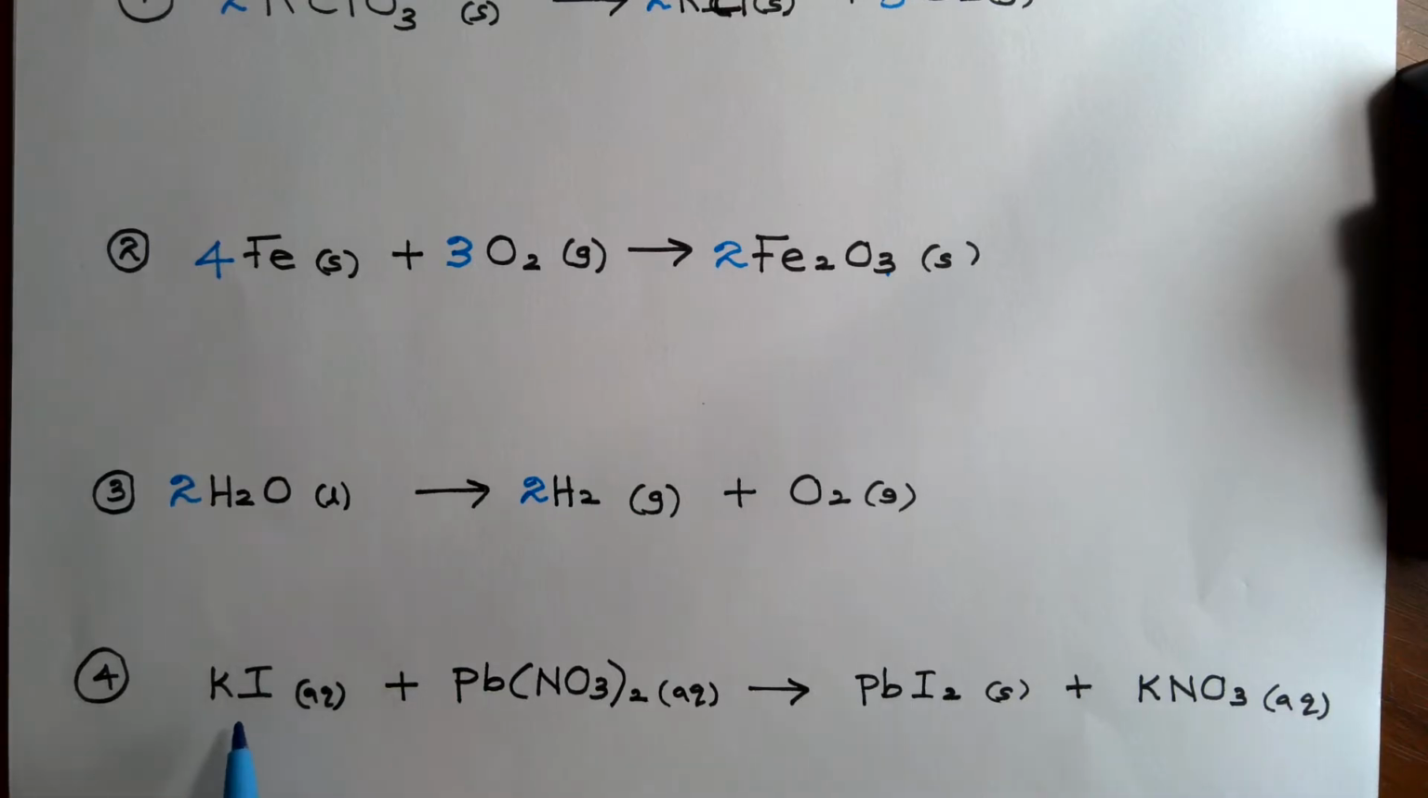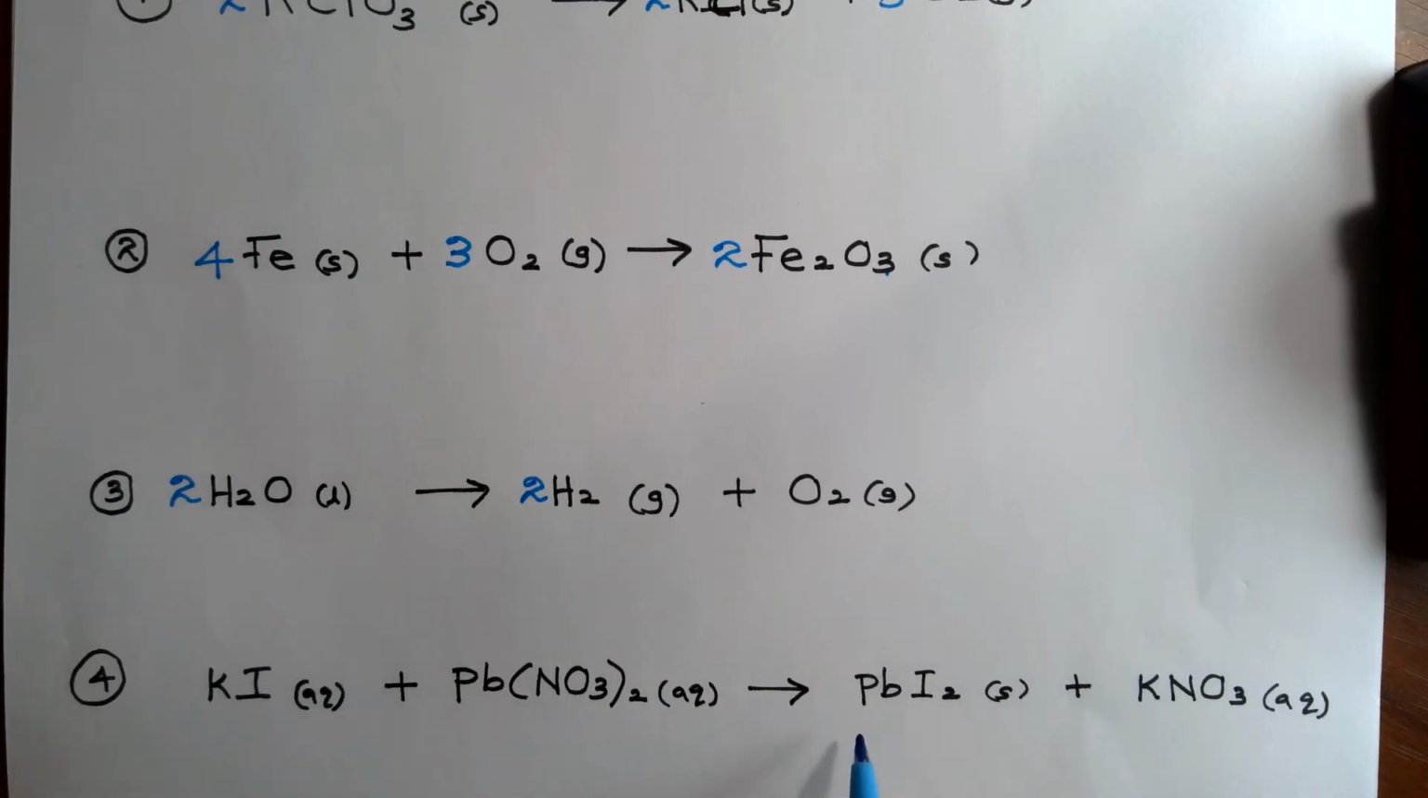This reaction, potassium iodide, when react with lead nitrate, it form very bright color lead iodide. It is a yellow color solid. Another name for the solid we call precipitate. Precipitate solid plus potassium nitrate. Now how we can balance this type of reaction?